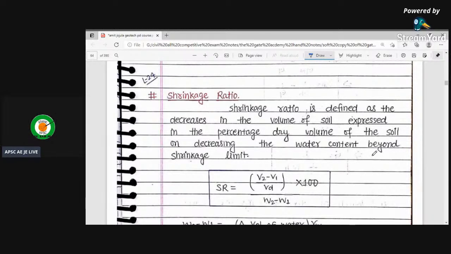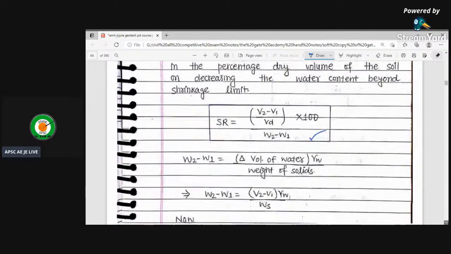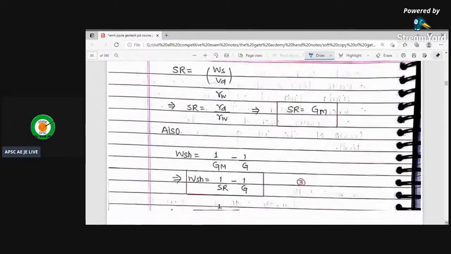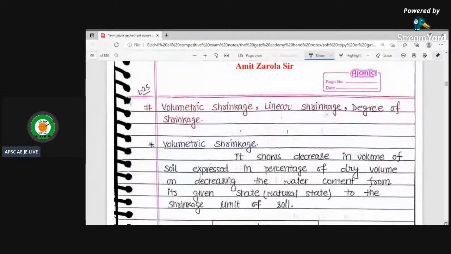Next, shrinkage ratio. What do we mean by shrinkage ratio? That is another important index property. We can define shrinkage ratio as the decrease in the volume of soil expressed as a percentage of the dry volume of the soil. On decreasing the water content to the shrinkage limit, SR is the formula (V1 minus V2) divided by VD into 100%, over W1 minus W2, where the difference is the water content. So the shrinkage limit formula finally is WS = 1 by SR minus 1 by G, or G is equal to 1 by SR minus 1 by WS. These are not very important.